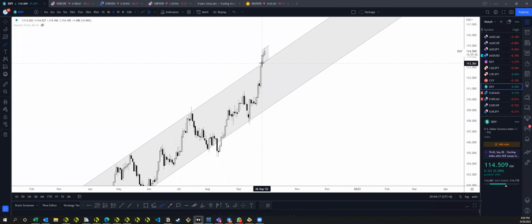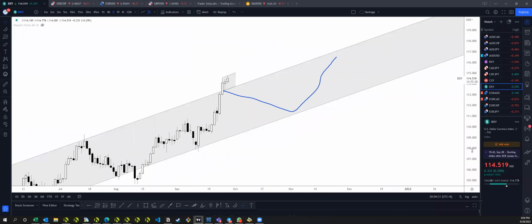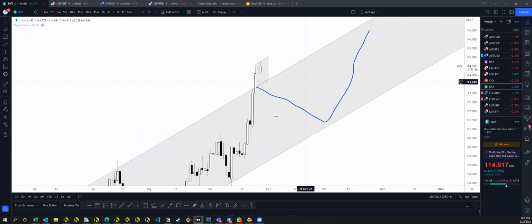Okay, just to recap, the previous setup that we had was that we wanted it to bounce off this channel and then move the next leg up, right? But I think earlier this week it broke out of this channel. So on the daily time frame, we're basically out of this upward channel, and now it has formed a new range above this upward channel.